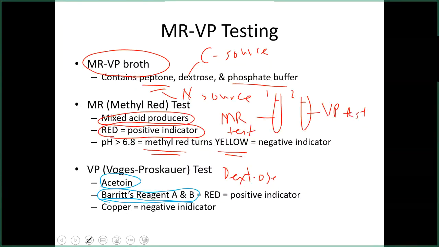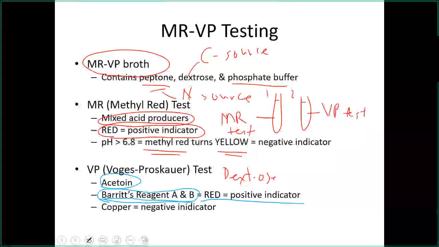It's a challenging test because the results are subtle. But if it's a positive test, after addition of Barritt's reagents A and B, and you have to add them in that order, by the way. A goes in first and B goes in second. Then you incubate, and if you see red going up, sort of almost like a burgundy color, almost like some red wine, you see that, it indicates it's utilizing the butylene glycol pathway. Acetoin is present. Butylene glycol pathway is what they're using.